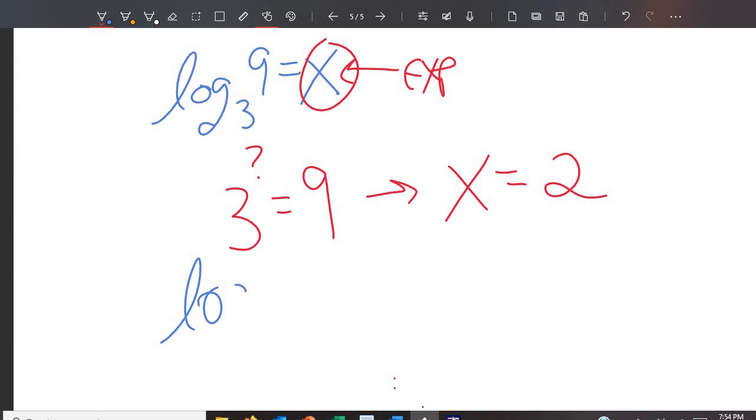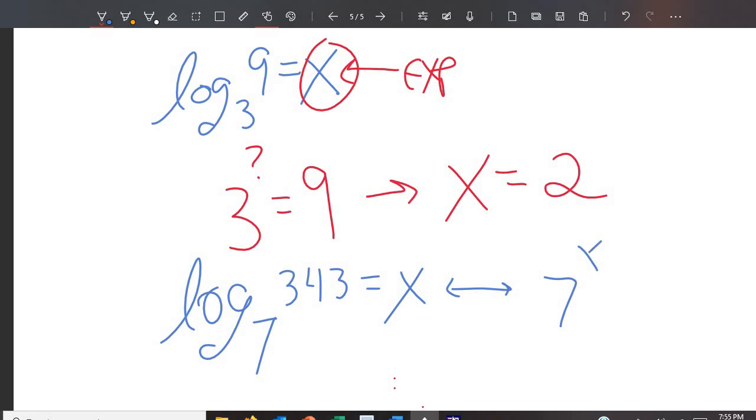Let's say I had log base 7 of 343 equals x. Now, the base is 7, the exponent is x, and it's 343. So we're trying to figure out what exponent would give me 343, and that is a cube, so x would have to be 3. Let's do log base 3 of 81 equals x.